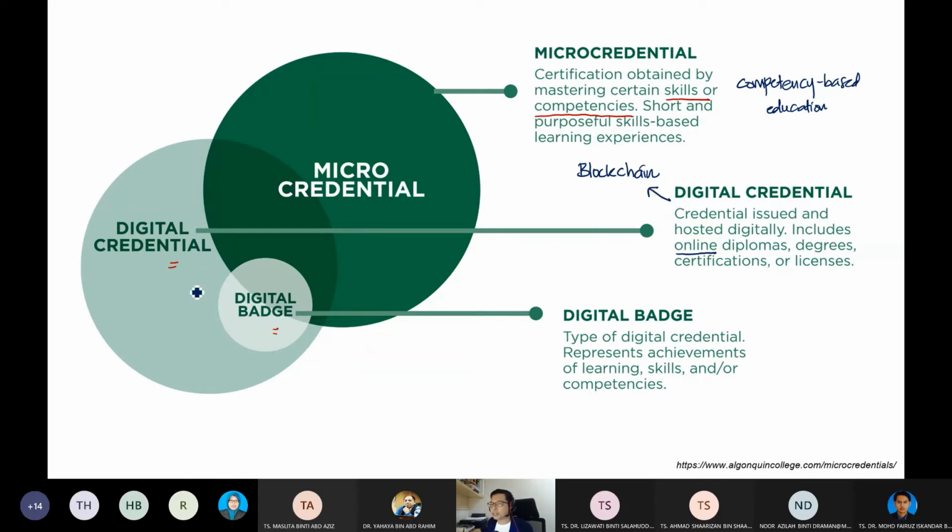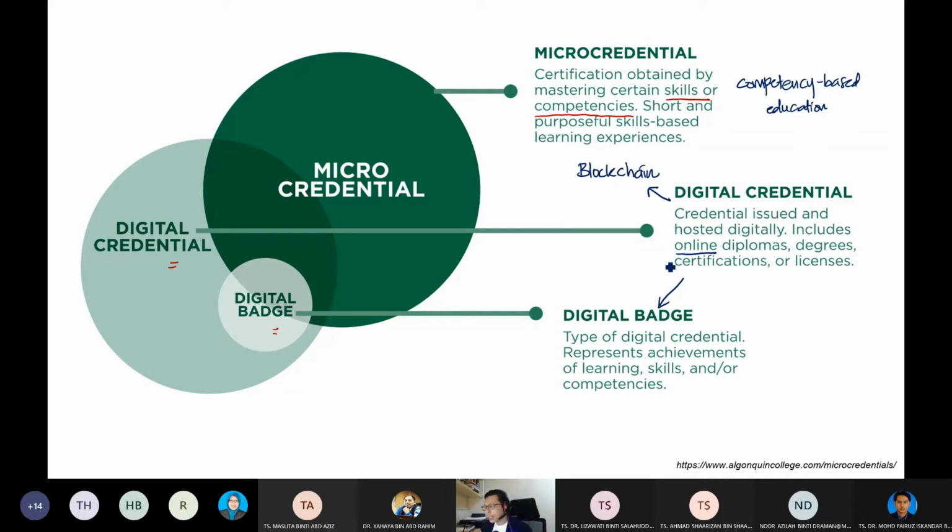Digital badge is part of digital credential. Digital badge can be anything, can be as small as achieving a learning outcome. Let's say we have a class, and one of the learning outcomes is this, and let's say the student completed one learning outcome, he or she can be given a digital badge. So the size can vary. It can be digital badges in competency, teamwork, for example, or completed a learning outcome. So the scope is very large. But this is what we talk about when we talk about digital credential as well.